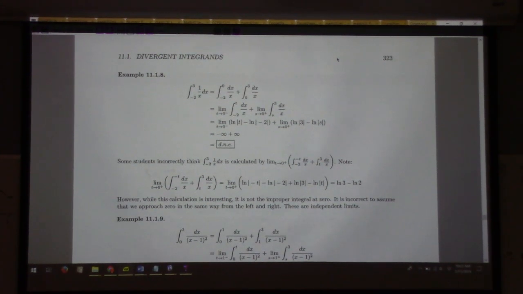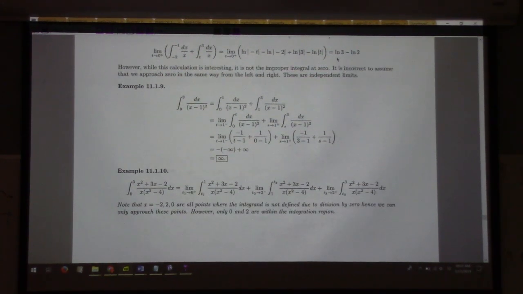Example 8 here, we kind of already worked today. That's from -2 to 3. I did it from -1 to 1. It's the same example, really. Let's see here. I'm trying to find a different example.